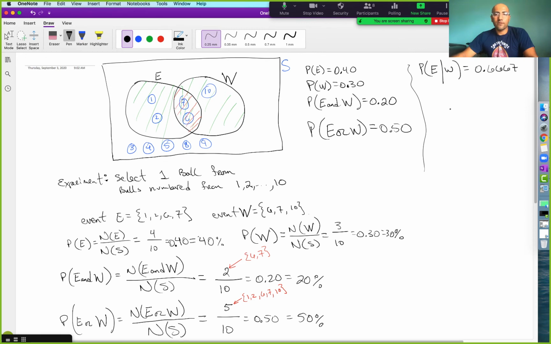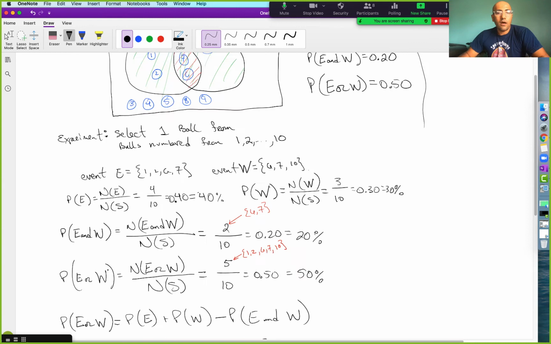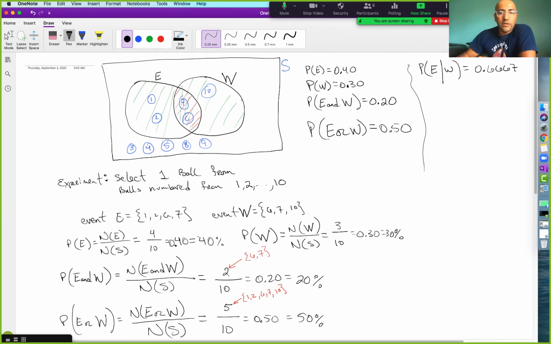No? Okay, let's figure it out the other way around. Let's do the probability of W given that E has occurred. So let's flip it around the other way around. We both put our money down on this game, right? Initially, I had a 40% chance of being a winner, 4 out of 10. My friend had a 30% chance of being a winner, 3 out of 10.